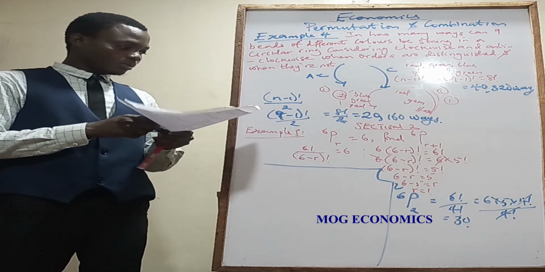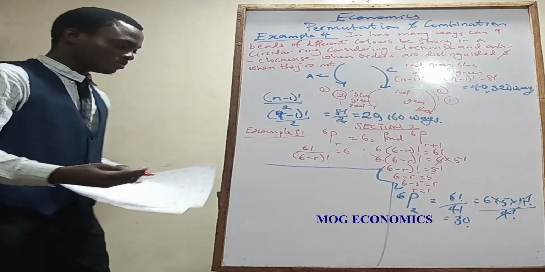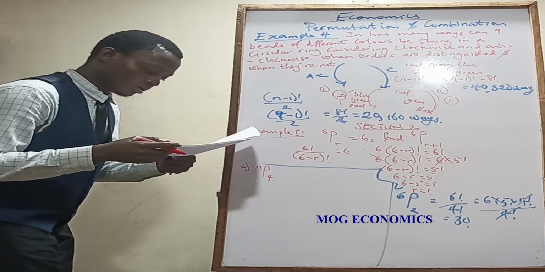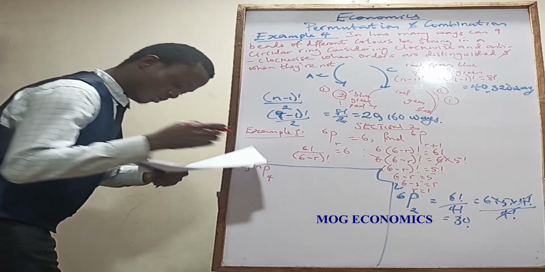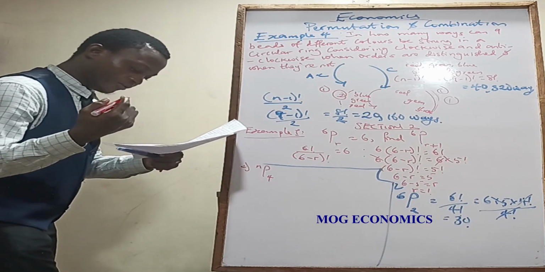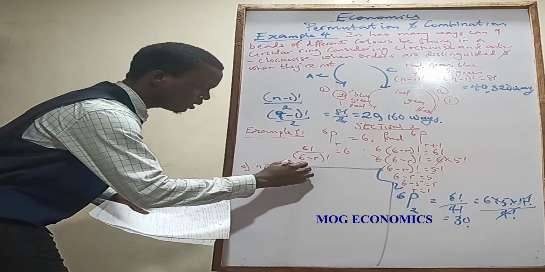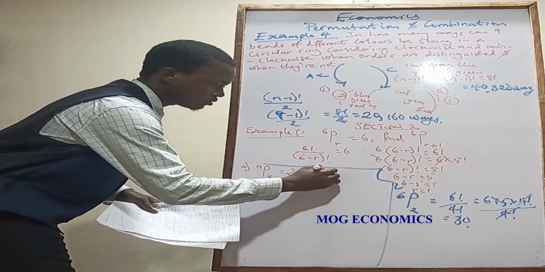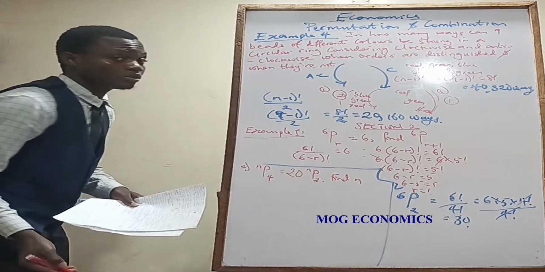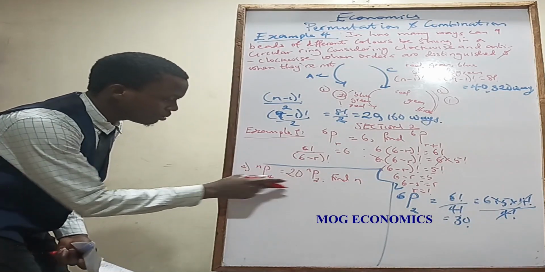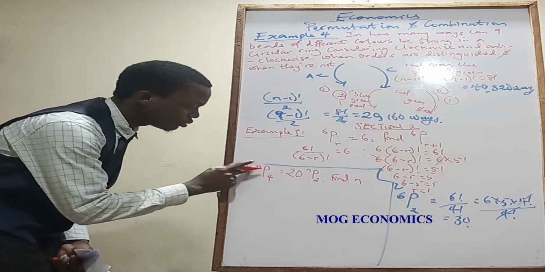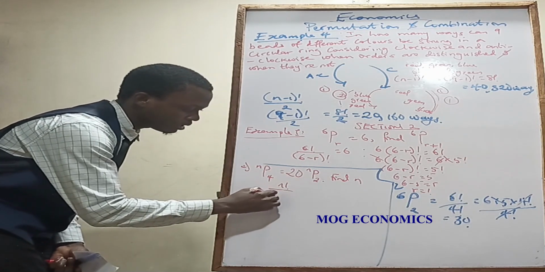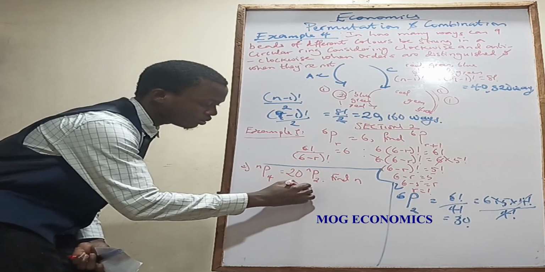Now the second one before we bounce: if n permutation 4 equals 20 times n permutation 2, we have to find n. This one is not difficult. So what's the formula for n permutation 4? n factorial divided by n minus 4 factorial equals 20.